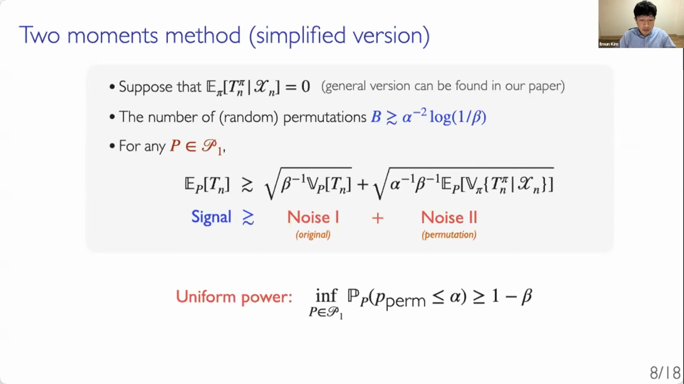We then have the following guarantee: the uniform power of the permutation test over the class of alternatives is greater than 1 minus beta. So to put it another way, we can characterize the conditions under which the permutation test is uniformly powerful based on the first two moments of the test statistic. Therefore, the problem boils down to understanding the mean and the variance of the test statistic.